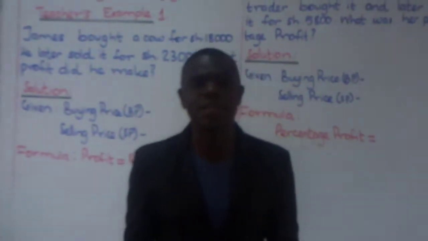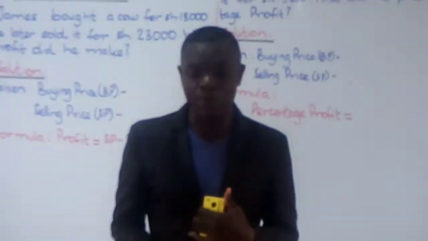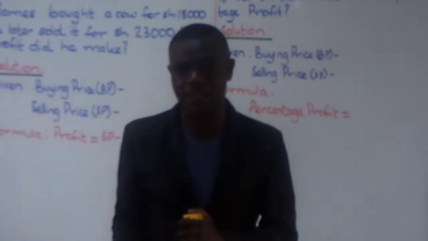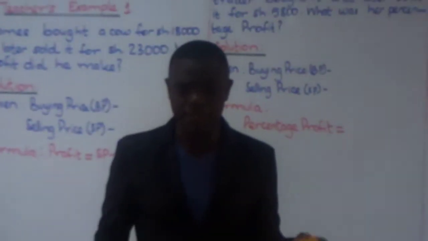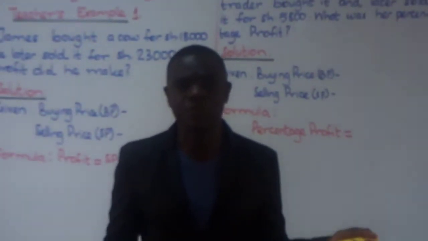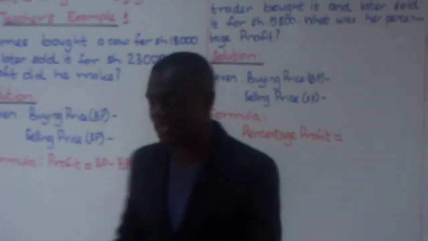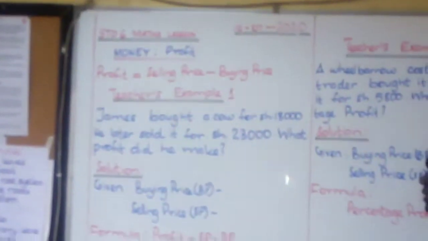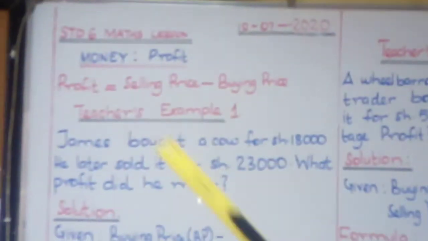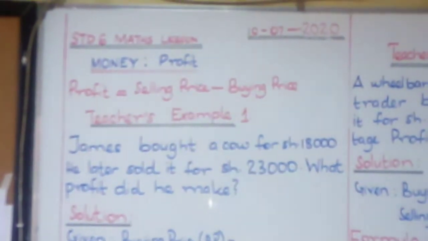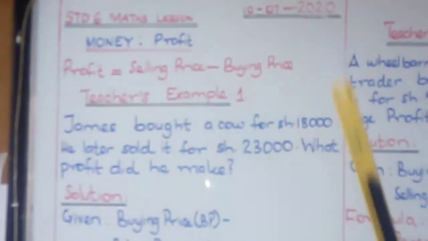Today we are learning about money. We are still under measurements as a major topic. And so today I choose to teach about money, and under money I want us to learn profit in this lesson. Now, the main formula that will guide us is profit is equal to selling price minus buying price.